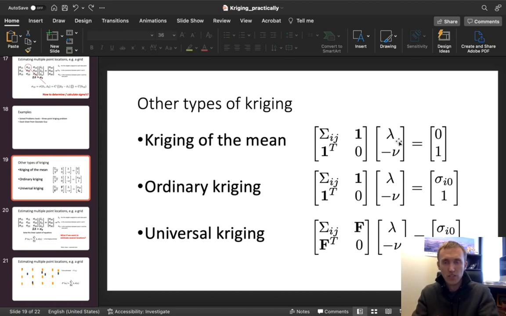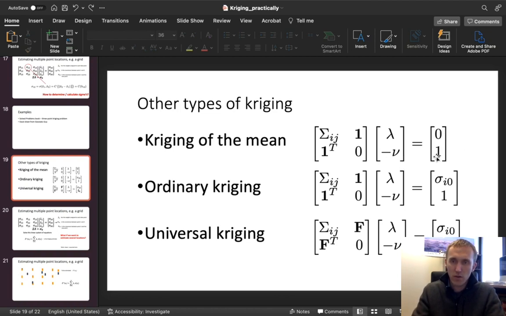But now, we still have lambda there, but we've augmented this matrix with a column of ones here. This means that there's a whole column of ones, which has the same number of rows as sigma ij has rows. Here's that same thing transposed. That transpose means this is a row vector, and it has the same number of columns as sigma ij has columns. And then we just have a 0 here in this corner. And then we've got this additional minus nu term here.